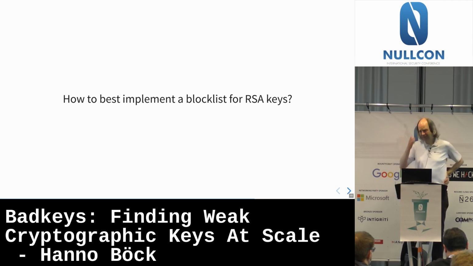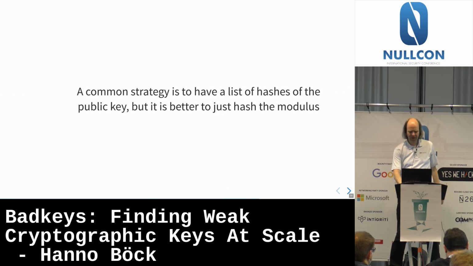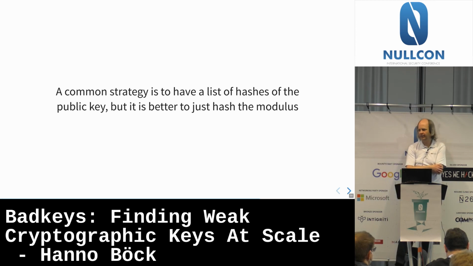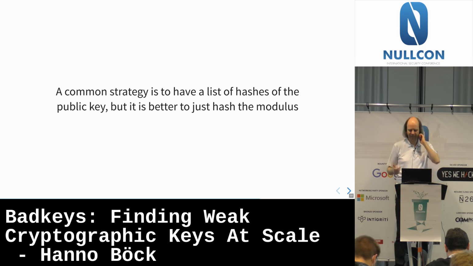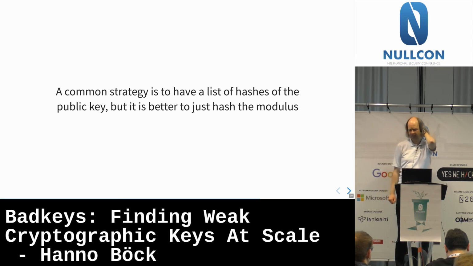For this block list, there's a few things to consider how you best implement that. Okay, you have a list of hashes and then you do a binary search. That's the easy part. But what are you hashing? What people usually would do is they would take the public key and generate a hash over that in some format that has a deterministic encoding. But I figured out it's better to just hash the modulus of an RSA key.